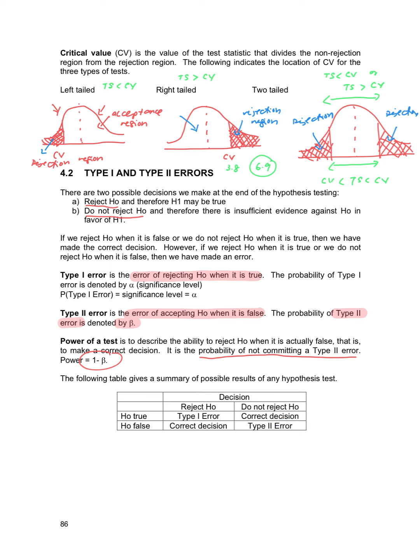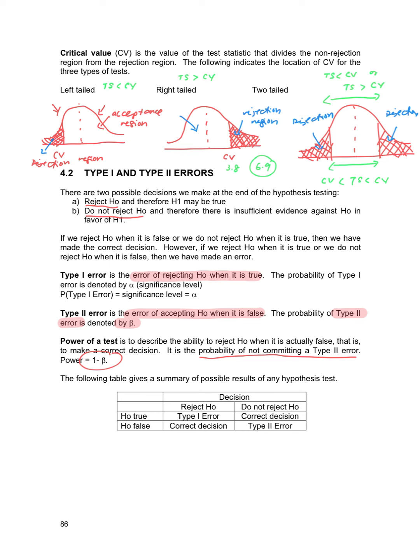Satu lagi statement, H0 is false. Dia salah dan kita reject dia, kita reject the null hypothesis, maksudnya kita dah buat correct decision lah. Satu lagi, H0 is false. Dia salah tapi kita tak reject dia, then at that time type 2 error occurs. Maksudnya kita tak choose the correct decision lah. That means type 2 error.